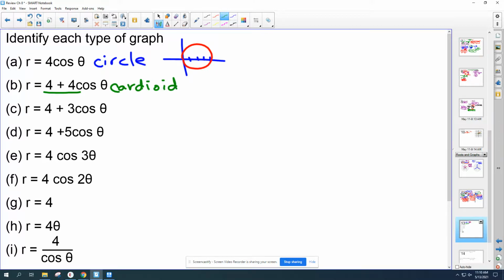When you see 4 plus 4 right there, you should know that's a cardioid. Cardioid, or a heart shape. So this is also oriented in the x direction. If you add those 2 numbers, 1, 2, 3, 4, 5, 6, 7, 8, that's how far out it goes. It's going to go up 4, 1, 2, 3, 4, and down 1, 2, 3, 4. This graph's going to look like this.